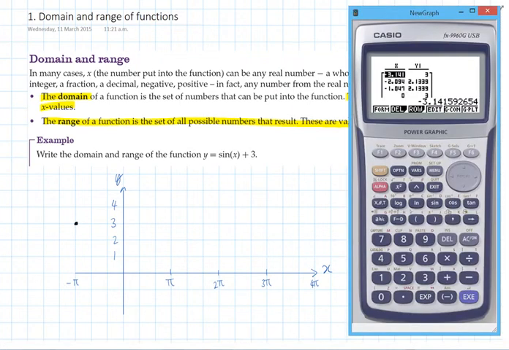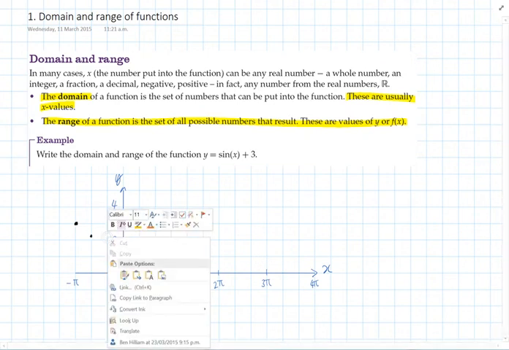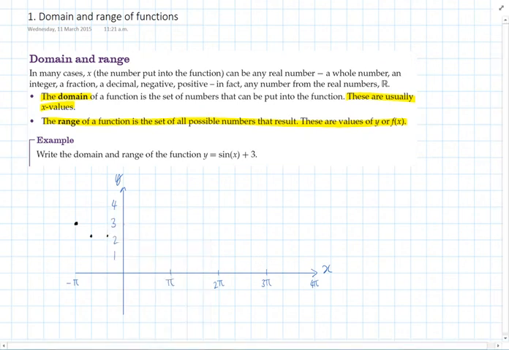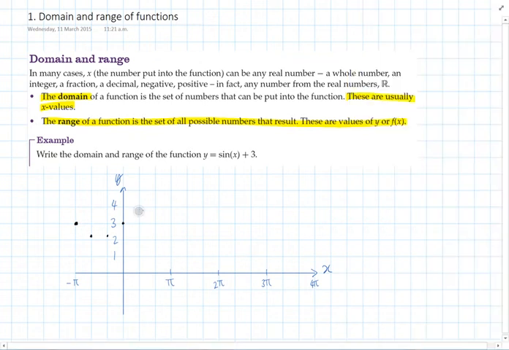The next one, we've got negative 2 pi over 3, and that's 2.13, so around about there. And we've got the same value again, and then back up to 3. We'll follow it down, 3.866 and 3.866 again. So here and here, and you can probably already guess that the next point is going to be back down to 3.